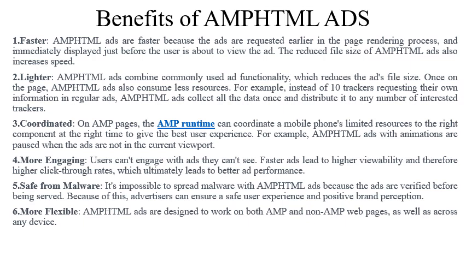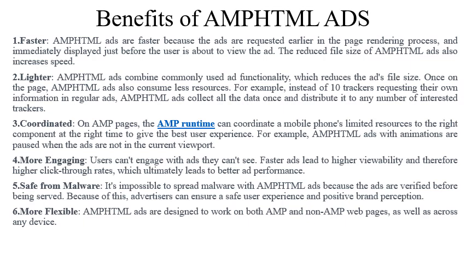For example, instead of 10 trackers requesting their own information in regular ads, AMP HTML ads collect all the data once and distribute it to any number of interested trackers. Coordinated. On AMP pages, the AMP runtime can coordinate a mobile phone's limited resources to the right component at the right time to give the best user experience. For example, AMP HTML ads with animations are paused when the ads are not in the current viewport.